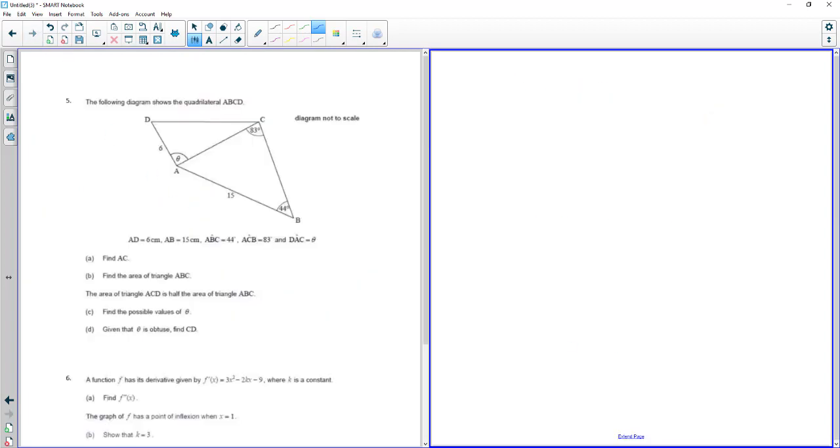All right, we're getting there. I think there's the last 2 questions. Yeah, here we go. So good stuff. All right, now this is a triangle problem, so maybe some trigonometry here.